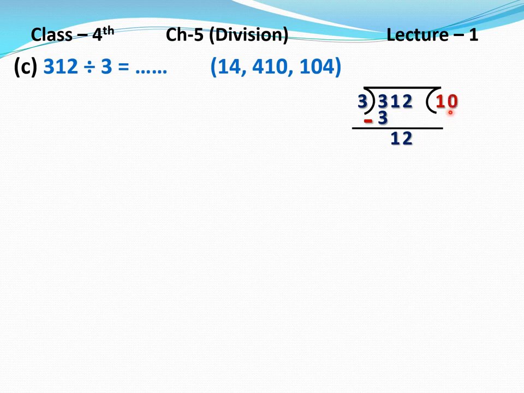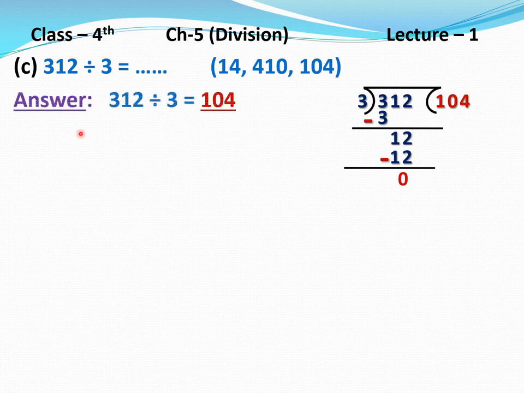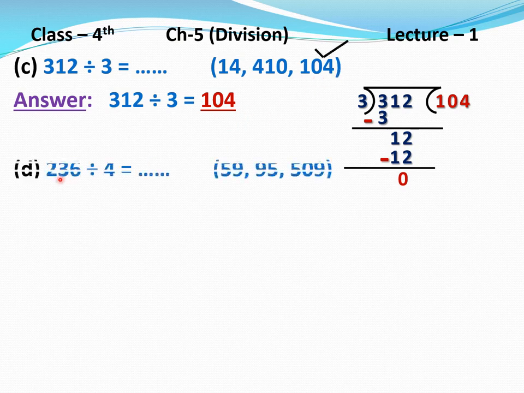So we will write here 0. Now see, multiply 3 by 4. 3 4s are 12. So write down 3 4s are 12. Now subtract this. 2 minus 2, 0. 1 minus 1, 0. So the quotient is 104. It means the answer is 104. So write down the answer. 312 divide 3 equal to 104. So take the correct quotient, that is 104.